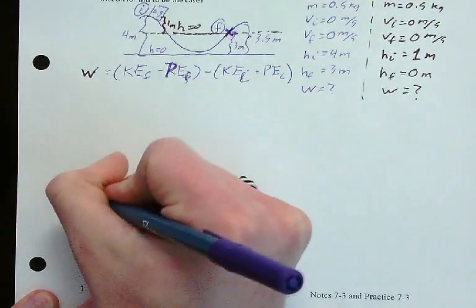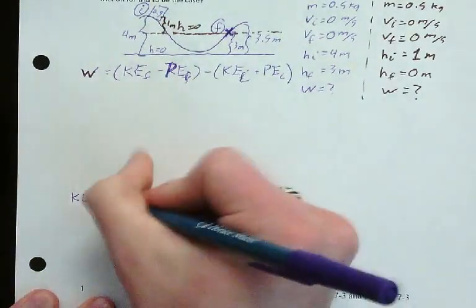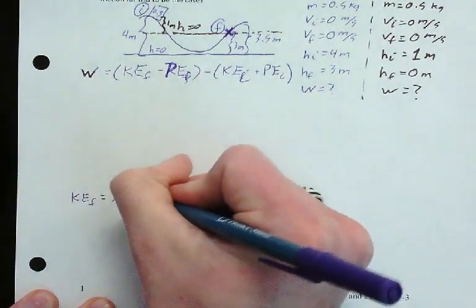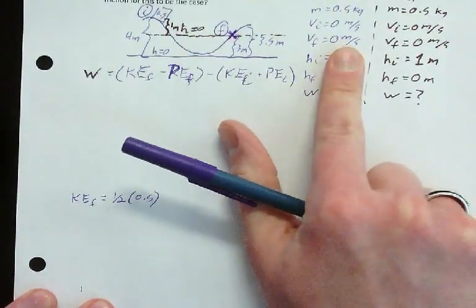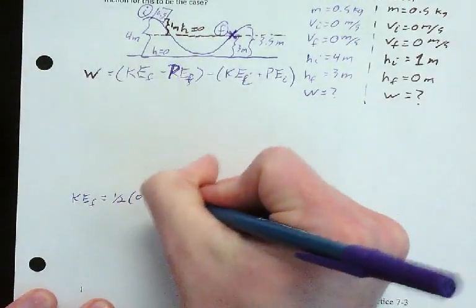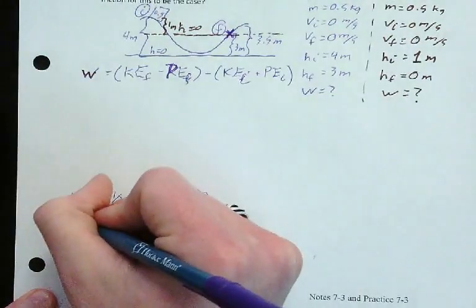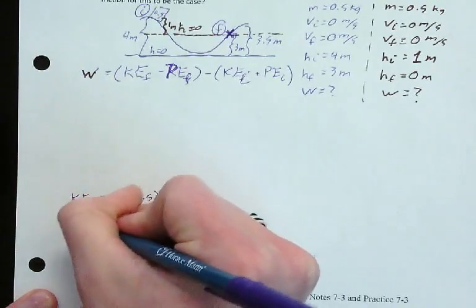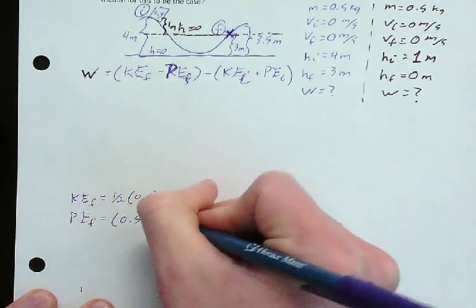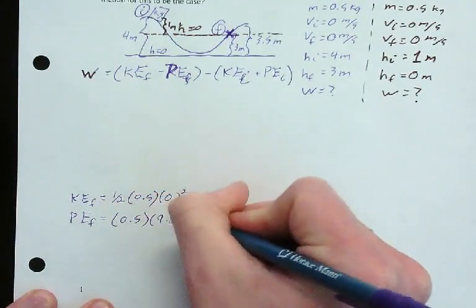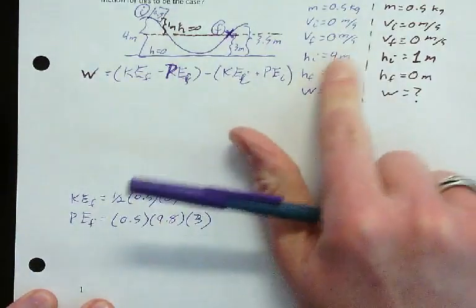In order to solve this equation, we need to know what all these things are. So we're just going to find them. KEF would be 1/2 mv squared for the final velocity. The final velocity we said was 0. Then we do the PE final, mgh. The final height is 3.